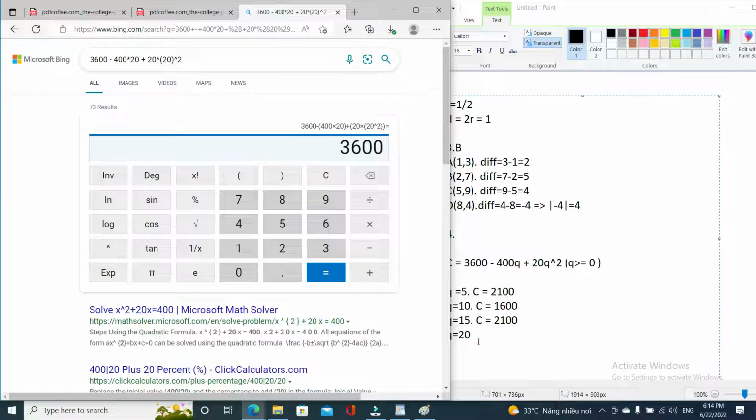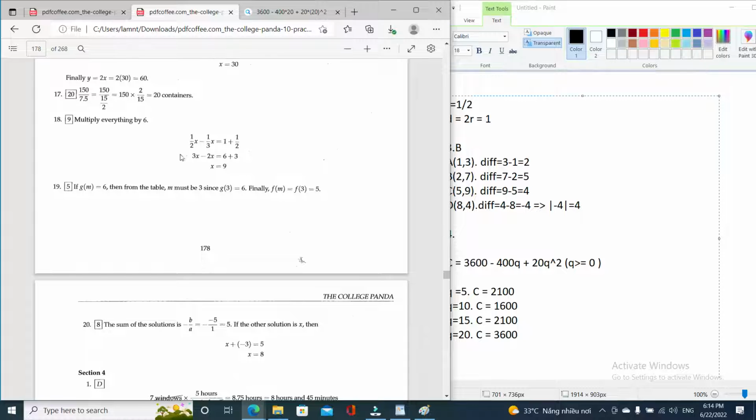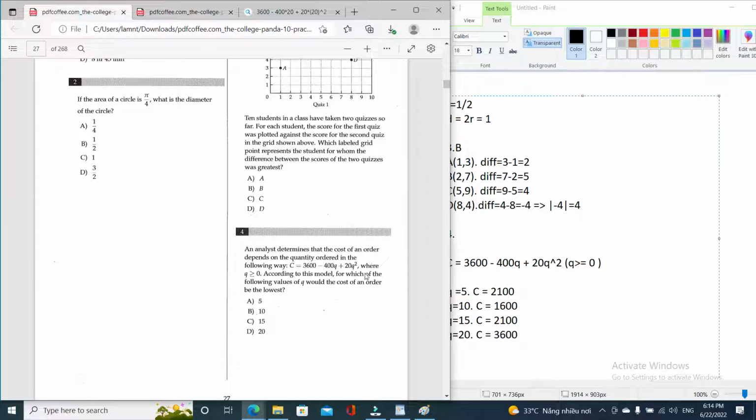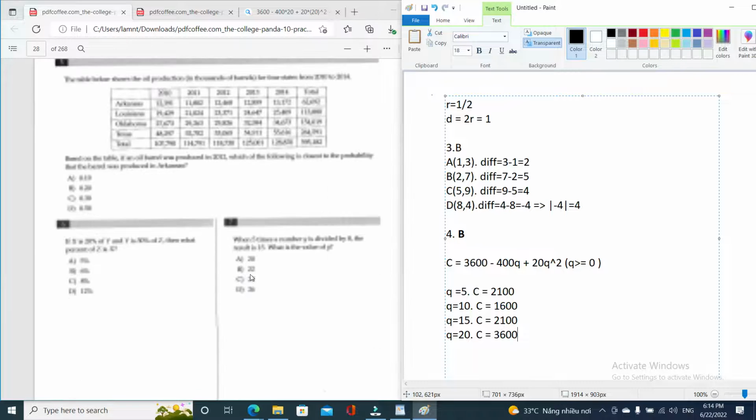So c equals 3,600. Just plug it into the computer, and they ask you about the greatest to the lowest. So it's B. Okay, it's B. All right. Number 5.